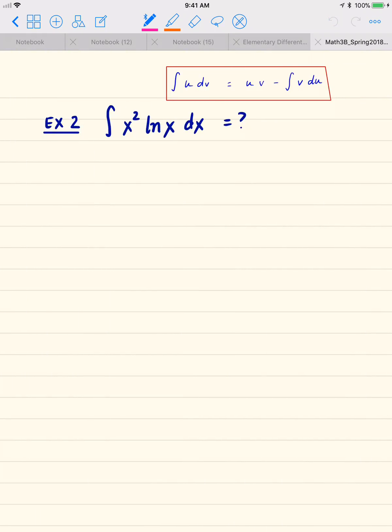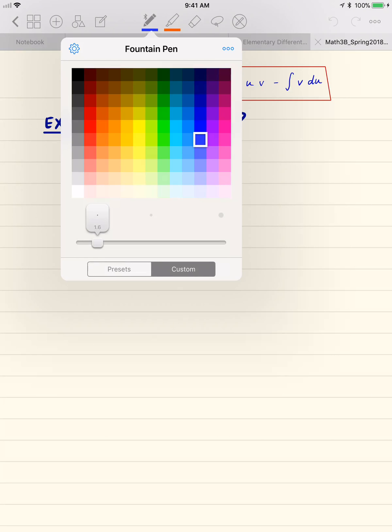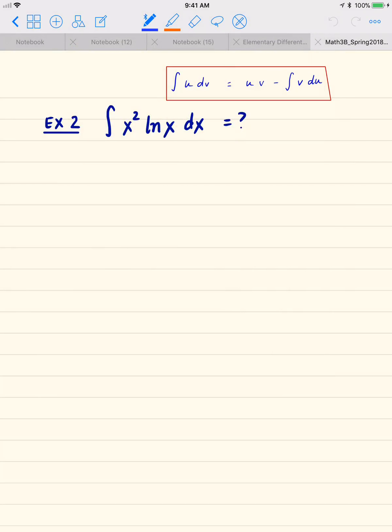Let's do this second example here. Remember, our step one is to try to make a good choice for u and dv. Looking at this, I think I'm going to have u equal to x squared, and my dv is going to be the remaining ln x dx. Lots of times students will forget this dx here, and you will run into trouble because your parts won't match up at the end.